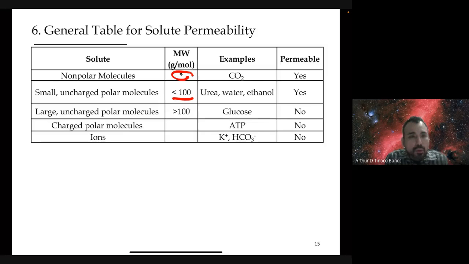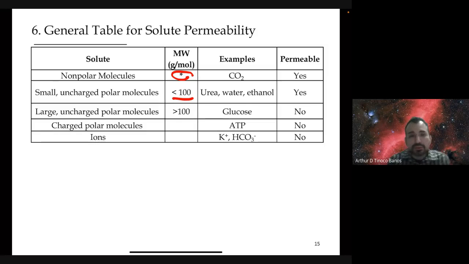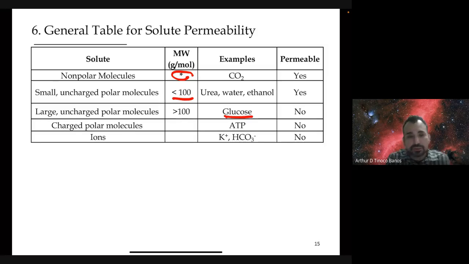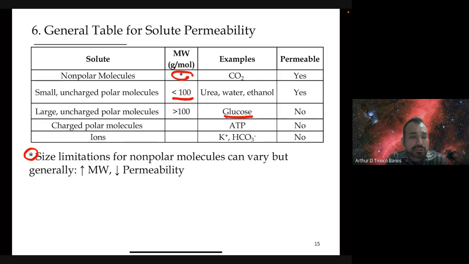But then when we're talking about large uncharged polar molecules and something like glucose, which we don't really think of as a big molecule, it's big enough that it does not have the capacity to just be permeable through the cell. You have to have some transporter to facilitate that movement. Charged polar molecules are also not permeable, and ions are not permeable. So when we're talking about this asterisk here for the nonpolar molecules, here we have size limitations. Generally speaking, the bigger something becomes, the less permeable it will be.